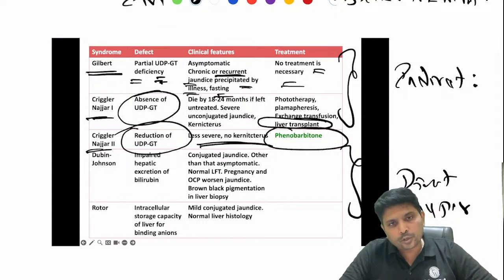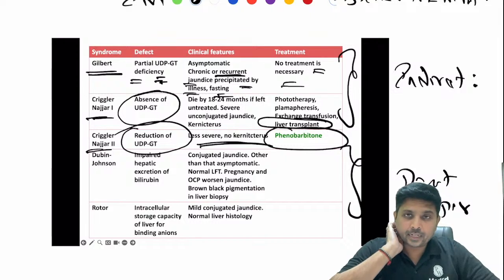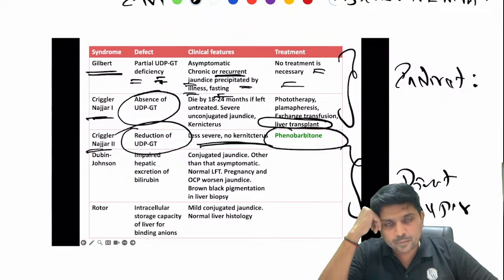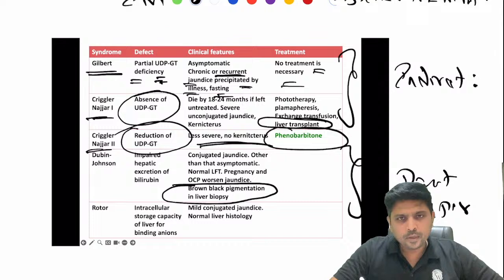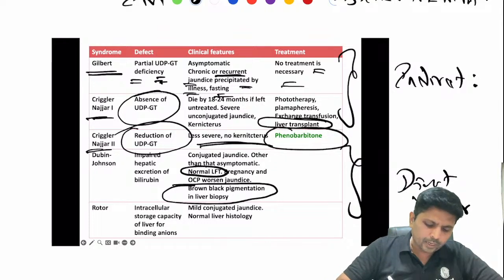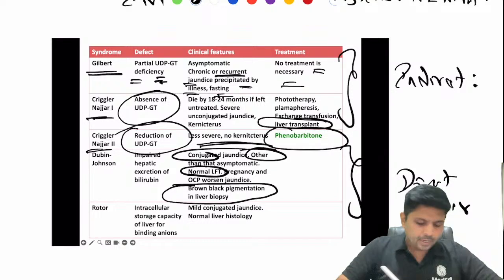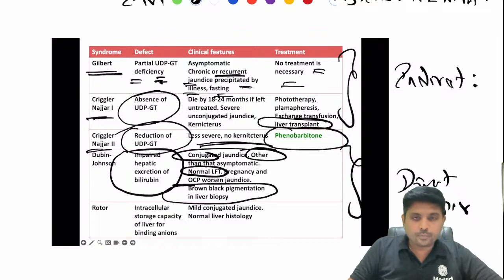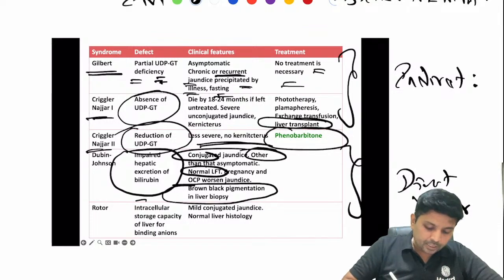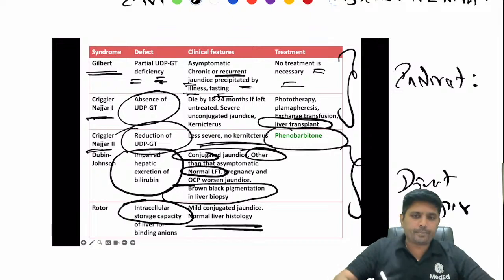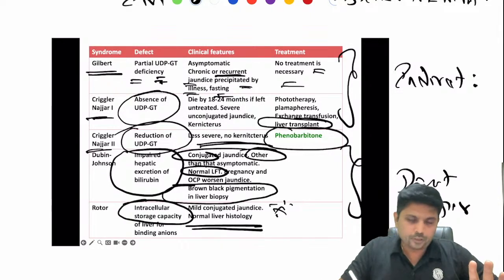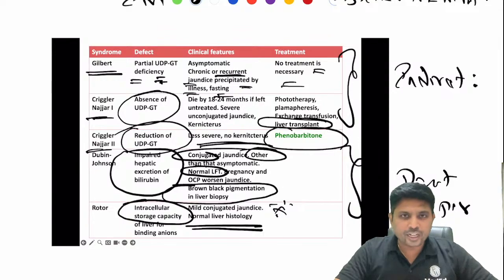What are Dubin-Johnson syndrome and Rotor syndrome? They are characterized by increase in direct bilirubin. In Dubin-Johnson syndrome, there is one peculiar thing: you have brown-black pigmentation in liver biopsy. Often they have normal LFT, conjugated jaundice, other things are normal, with impaired hepatic excretion of bilirubin. Whereas Rotor syndrome is characterized by reduced intracellular storage capacity of the liver for binding anions, with normal histology without any black pigmentation, and it is associated with mild conjugated jaundice. So Gilbert syndrome, Crigler-Najjar syndrome types 1 and 2, Dubin-Johnson syndrome and Rotor syndrome are a must you need to know, right?